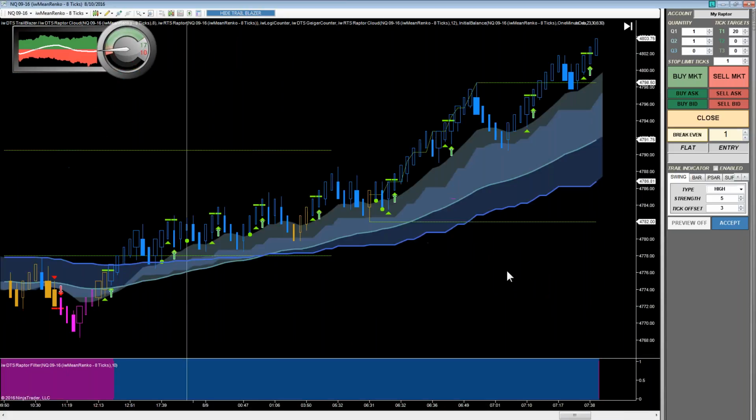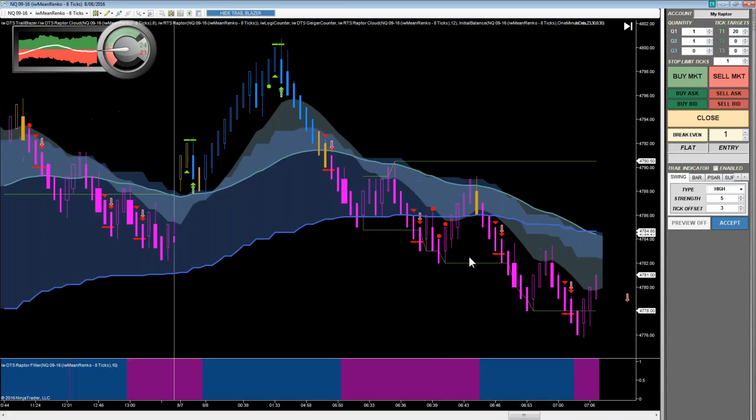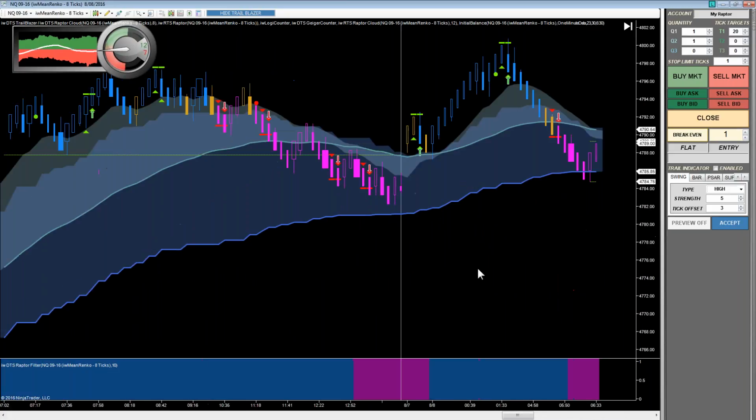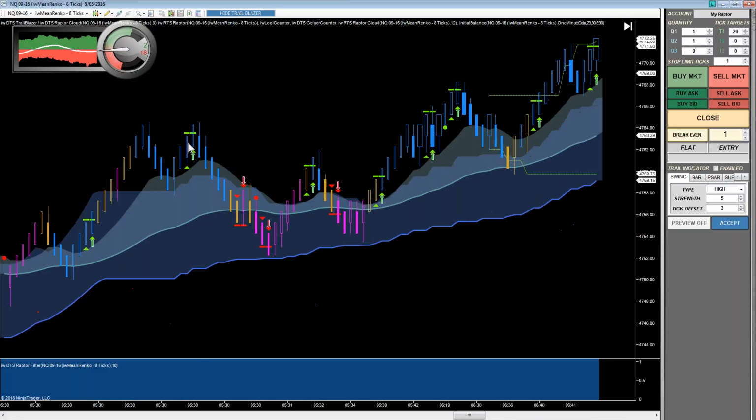Let me find you a good double pullback. Well, that was kind of tiny. Ah, here we go. This is a nice double pullback. This one's practically textbook. So the market comes into the hard edge, bounces out twice, comes out, produces a signal. That's a high probability signal that you can get on board.